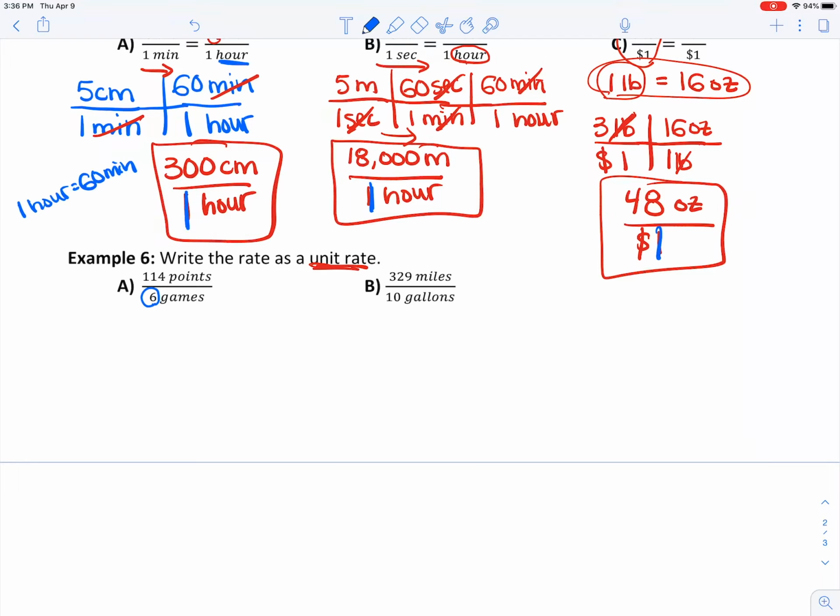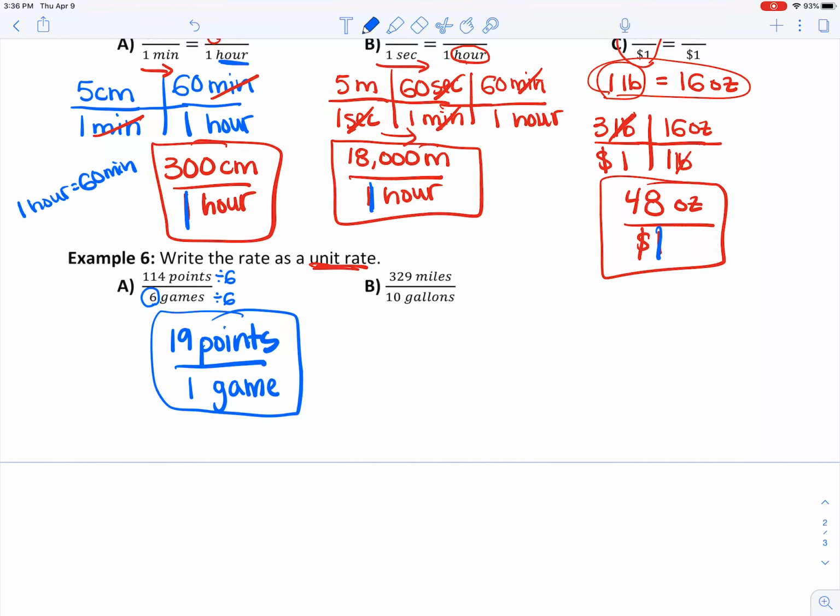Well, how do I change that 6? How do I get rid of that 6 and get it into a 1? I divide by 6. If I divide the bottom by 6, I also have to divide the top by 6. Okay, so if I do that, 114 divided by 6 is 19 points. And 6 divided by 6 is 1. So 19 points per every 1 game.